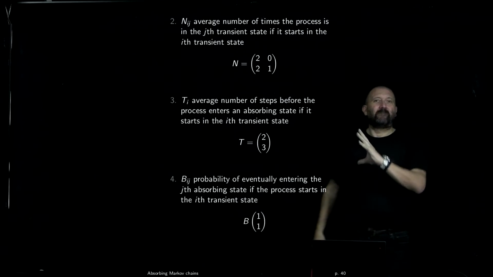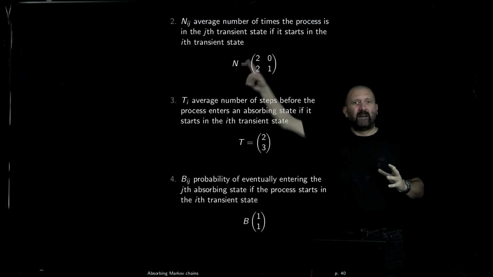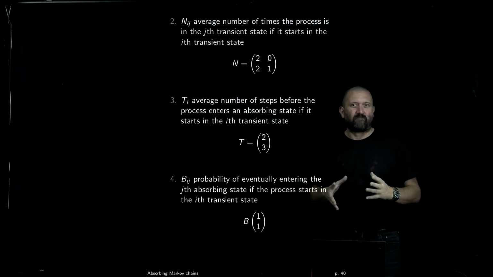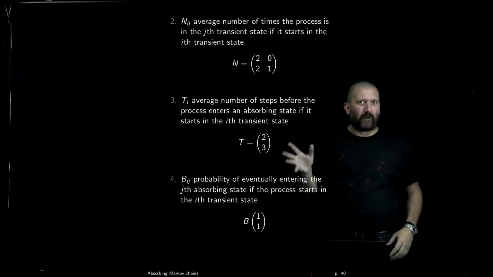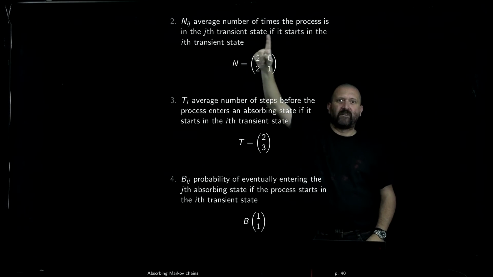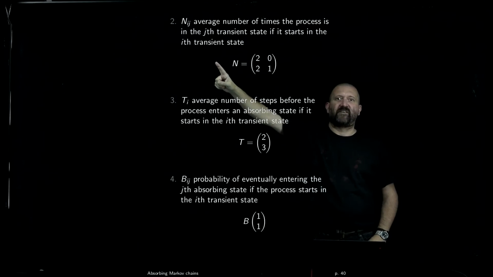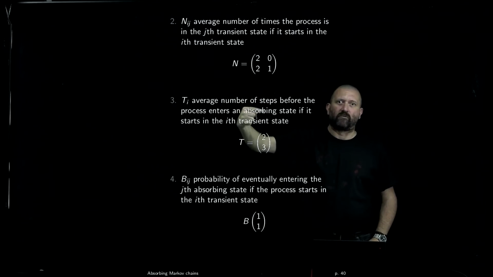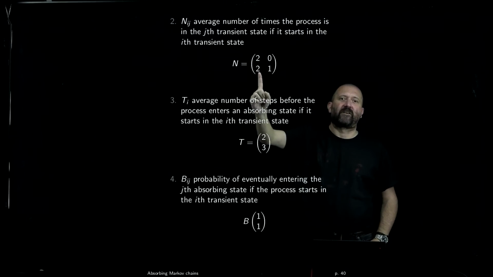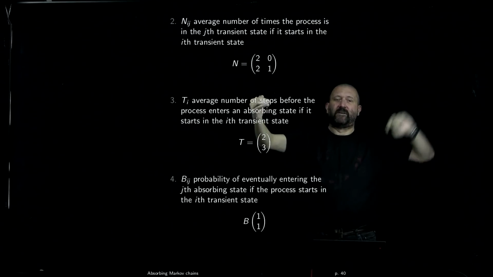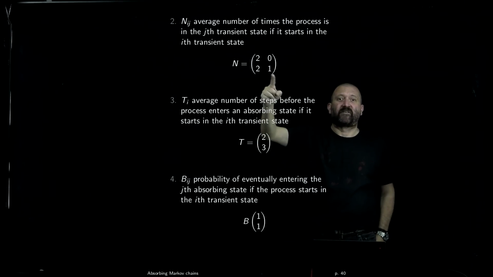And I've taken those things that we just computed and put them back in terms of what it is that we read in them. So for instance, this matrix here, the fundamental matrix, tells us the average number of times the process is in the jth transient state. So let's say the first transient state. We're on average going to be twice there if I start in the second transient state, the second being, remember, the other one.